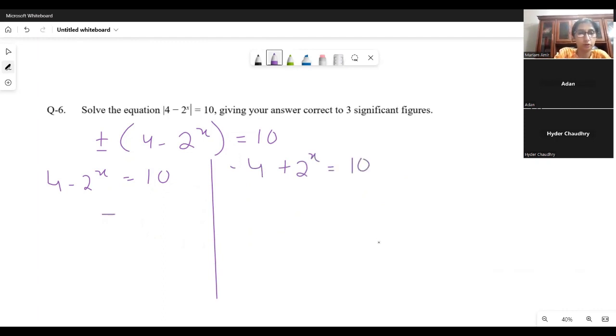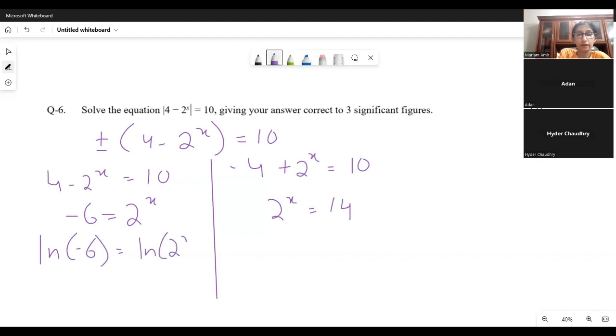Okay, so let's make 2 power x the subject on both sides. 2 power x equals minus 6. And here we have 2 power x is equal to 14. Since the power is a variable quantity, that means you have to take log on both sides. So I'm going to take natural log on both sides. ln minus 6 is equal to ln 2 power x.